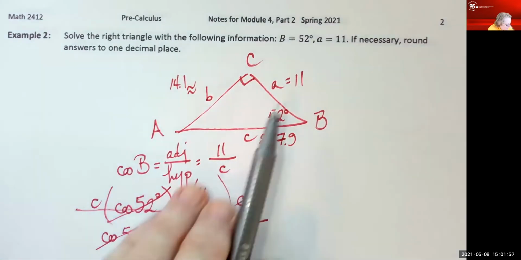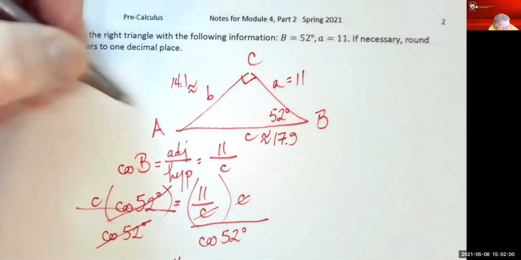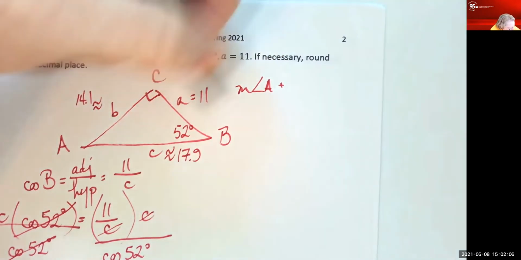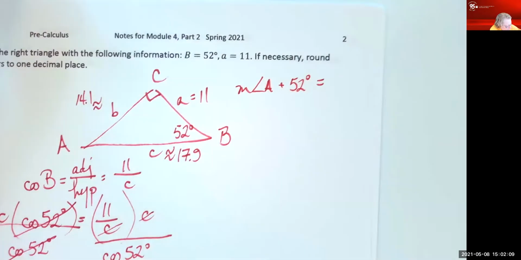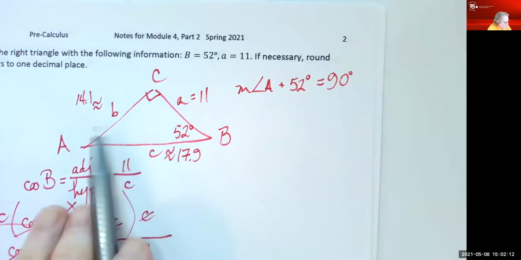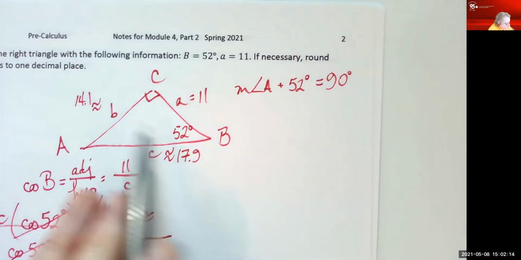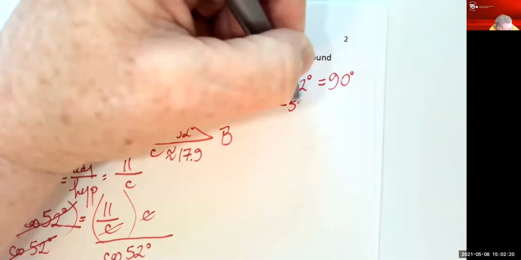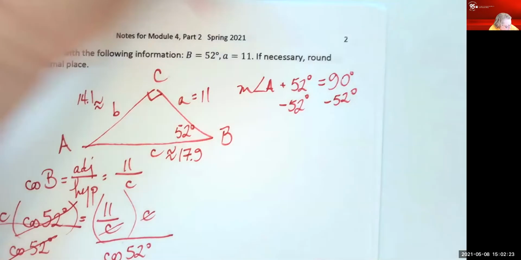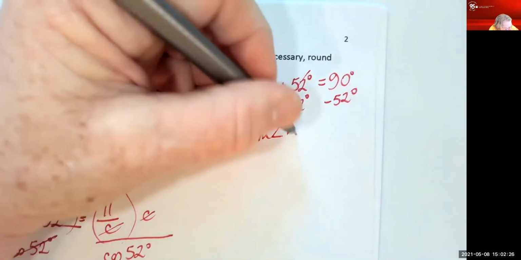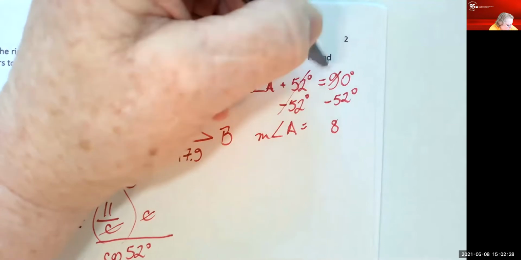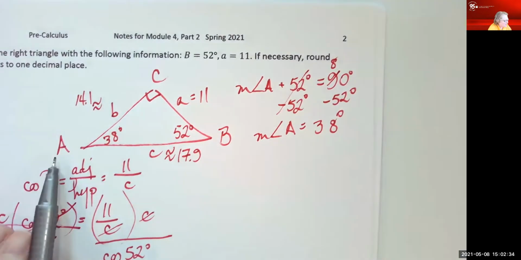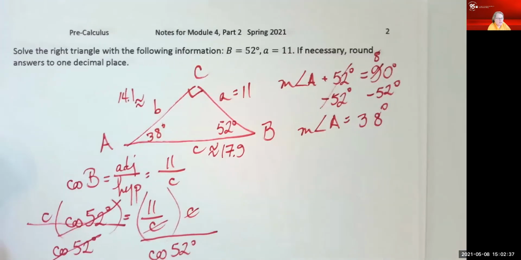Well, let's see. We know how to find angle A. We know that the measure of angle A plus 52 degrees is equal to 90 degrees, because the sum of all 3 angles is 180 degrees, and we know that C is 90. So we just subtracted from 90. Now, if we subtract 52 from both sides, we get that the measure of angle A is 38 degrees. And yes, angle A is the smallest. So these all make sense.